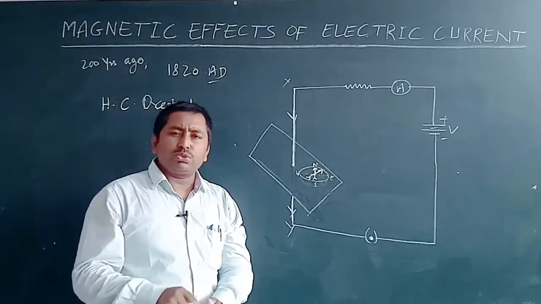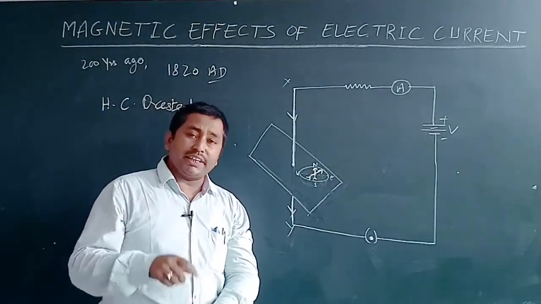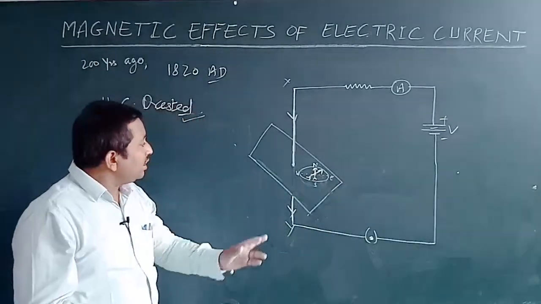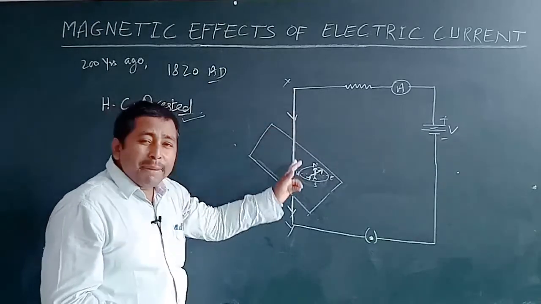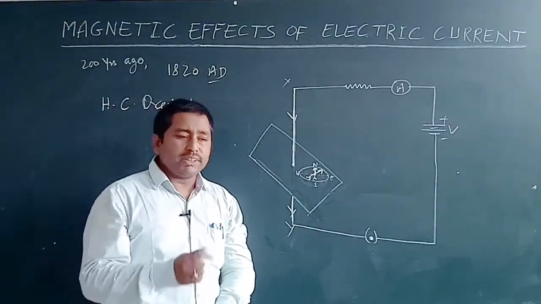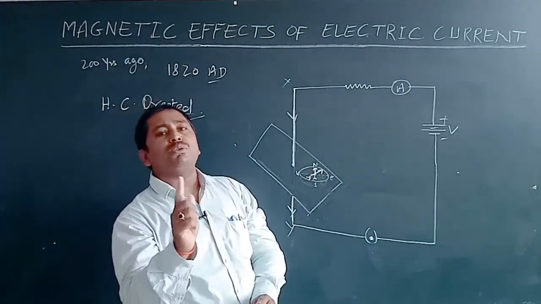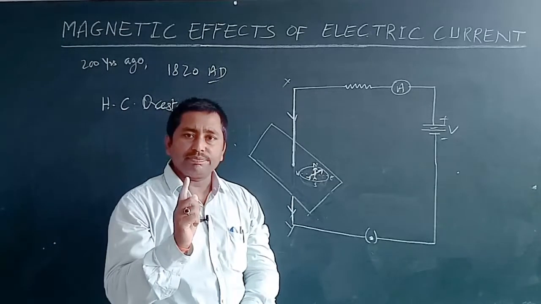So he performed many experiments to confirm whether this was true and why it happened. After a series of experiments, he concluded that there is a magnetic field around the current carrying conductor. When a current flows through any conductor, there is a magnetic field around it.